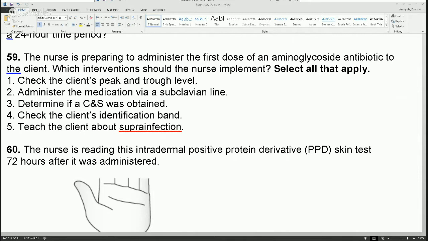Oh, yes. So I'm torn. Do I want to get a culture sensitivity? Select all that apply. Yeah, I know. I'm going to say culture and sensitivity. So 2, 3, 4, 5. Oh, 3, 4, and 5. Not 2, 3, 4, and 5. Aminoglycoside can be administered peripherally, does not have to be given subclavian. So you got the rest. Culture and sensitivity must be obtained before you give it, so determine if it was obtained. Check your ID band for allergies, and the nurse should teach about the antibiotic destroying the good flora.